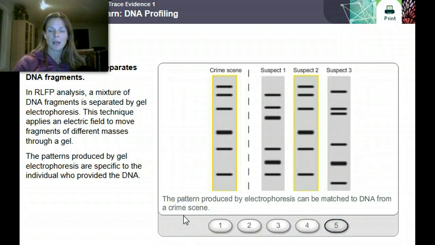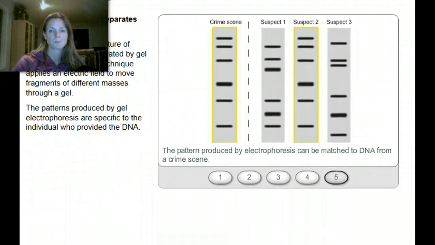And then ultimately you get a pattern. This pattern produced by the electrophoresis can be matched to DNA from a crime scene. So here's the crime scene DNA, and here are the 3 suspects. You can see that obviously suspect number 2 is matching up with that. So DNA electrophoresis is a big, big deal. It helps a lot in figuring out who these DNA samples belong to.